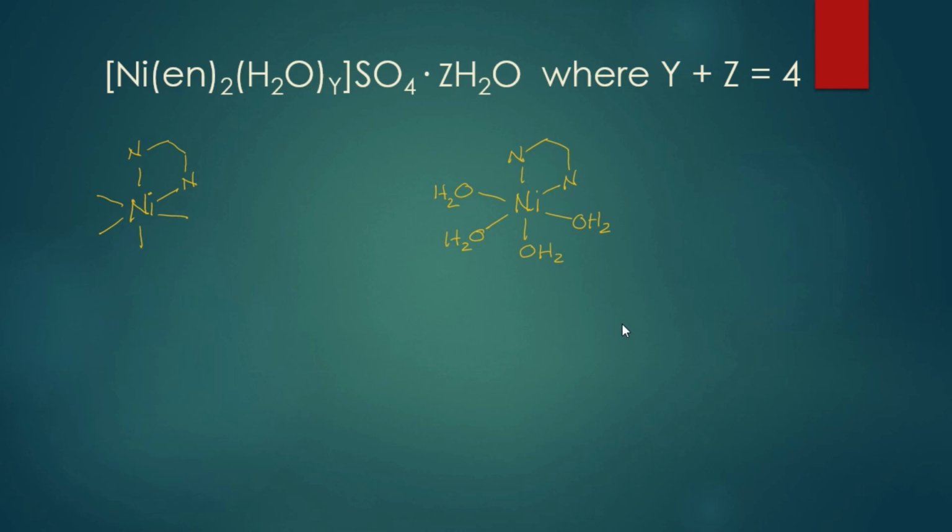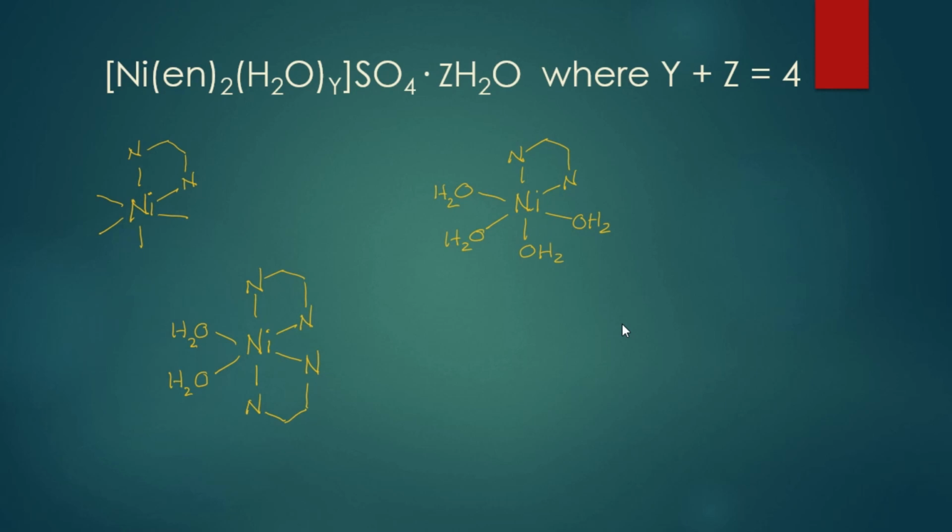So if we have one ethylenediamine and 4 waters, all 4 waters are going to be in the coordination sphere, and we have 0 waters of hydration. So we would have Y is 4, Z being 0 in that case. If you have 2 ethylenediamines, again, each one takes up 2 sites, meaning we've got 2 left. So we'd have 2 waters in the coordination sphere. Our Y would be 2, and the Z would be 2 for this particular complex.